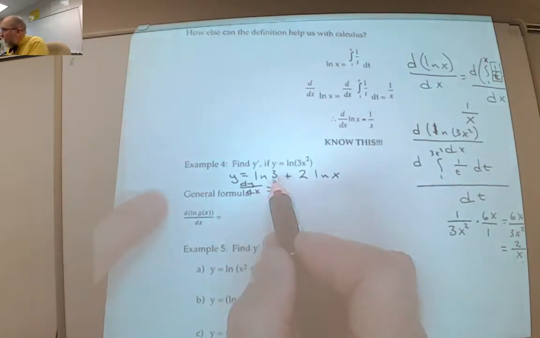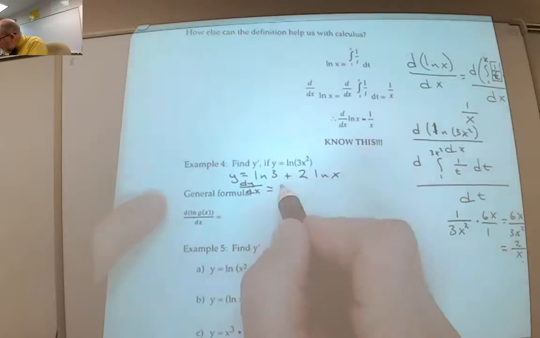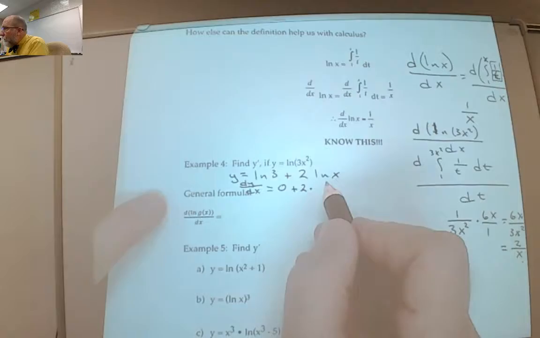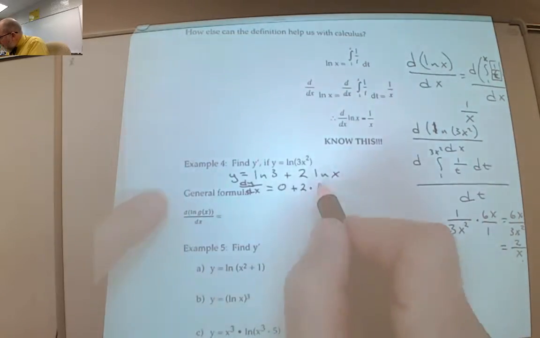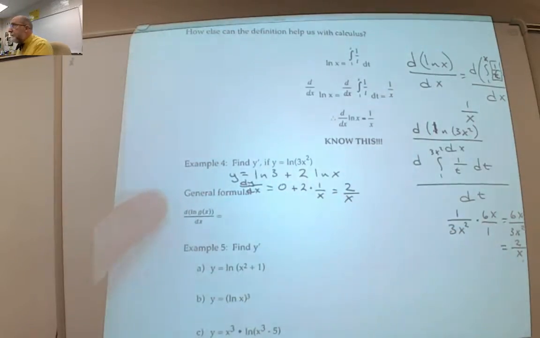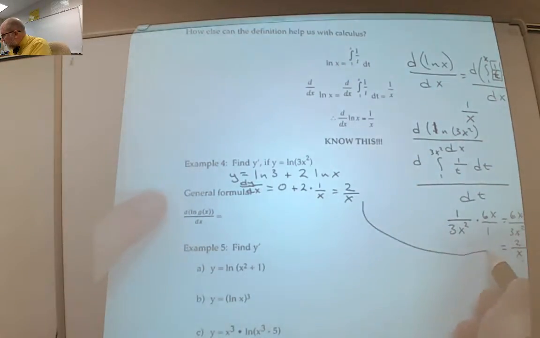Okay. What is the ln of 3? It's a constant, right? What's the derivative of any constant? 0. Plus 2 times, what's the derivative of the ln of x? 1 over x. And I get 2 over x, which is the same answer I got down here.